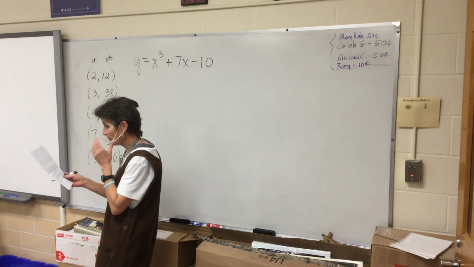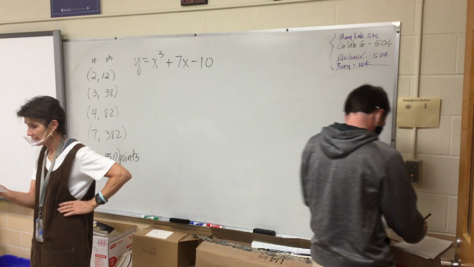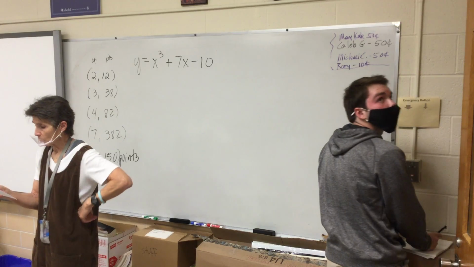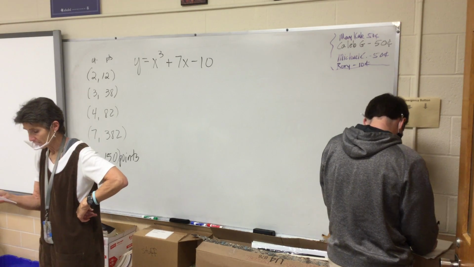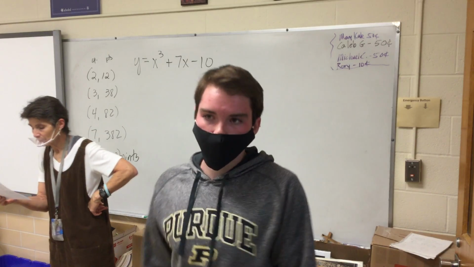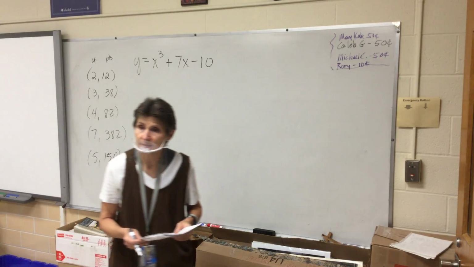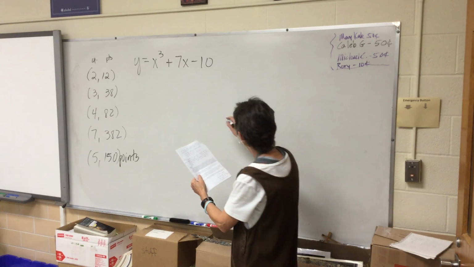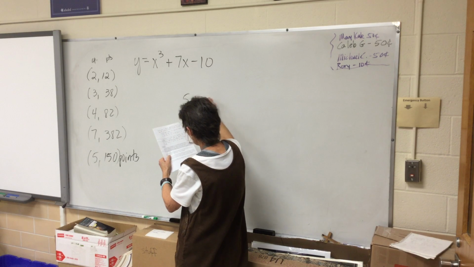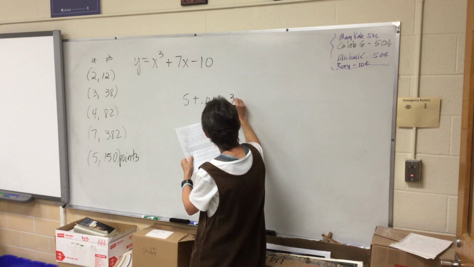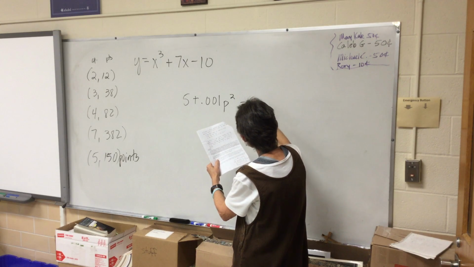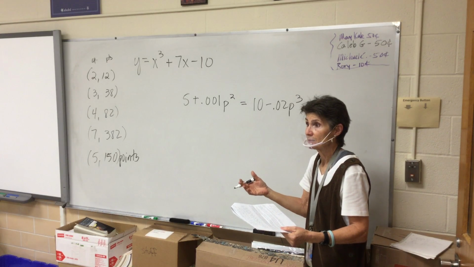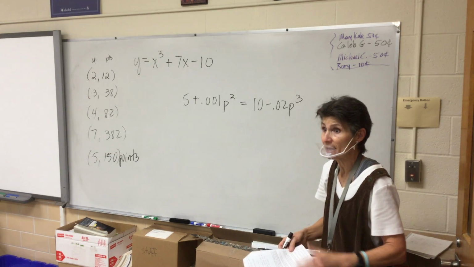All right, CJ's company determines that the supply function for its latest musical device is this, and the demand function is this, where P is the price of each device. Find the price where the supply will equal the demand. So pretty much the problem says 5 plus 0.001 P squared has to equal 10 minus 0.02 P cubed. Would you agree with that? I mean, they tell you that supply equals demand.